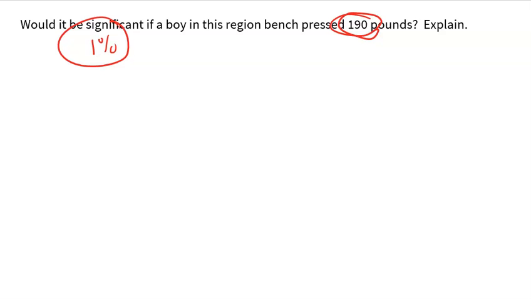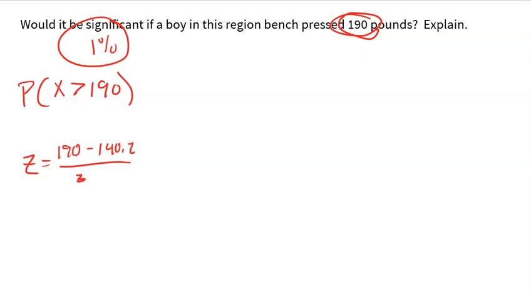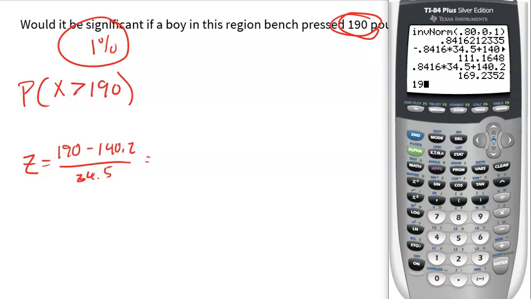So what do I got to do? I need to find the probability that a boy could bench press more than 190. If the probability a boy can bench press more than 190 is under 1%, then that would be very significant. All right, so what do I got to do? I got to find the z-score. 190 minus 140.2 divided by 34.5. Grab my calculator, get that z-score.